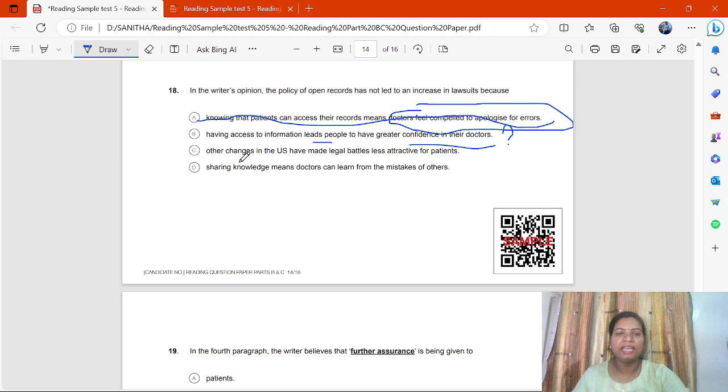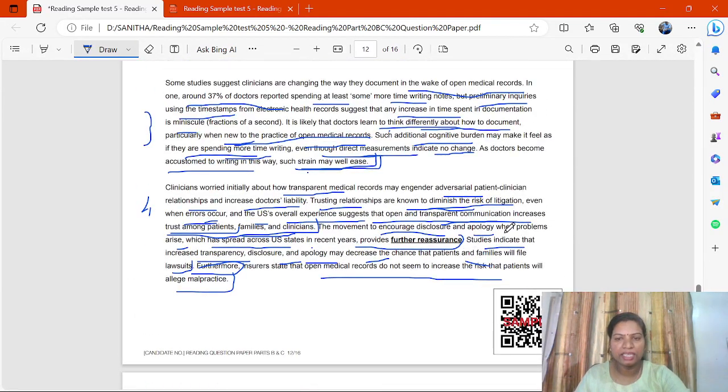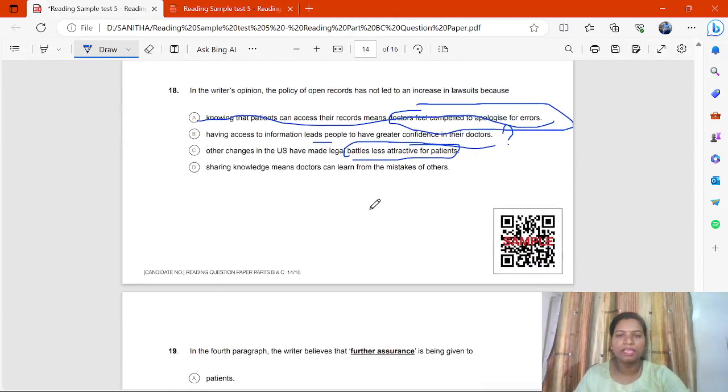Other changes in the US have made legal practice less attractive to patients. So come to the passage. Is there anywhere that legal practice is less attractive to patients? It is not said anywhere that legal practice is less attractive to patients. So eliminate that option. You got it? We can directly eliminate options.